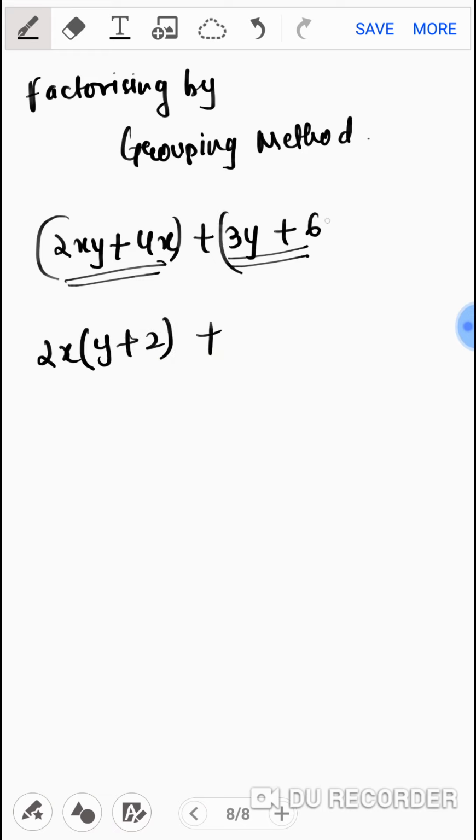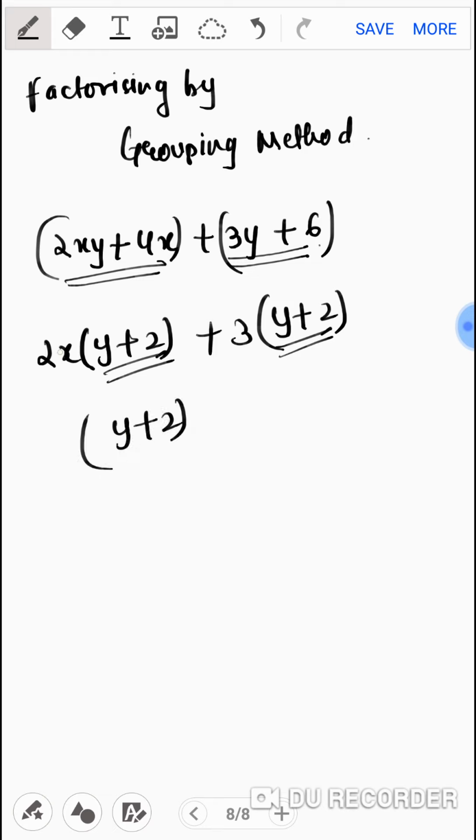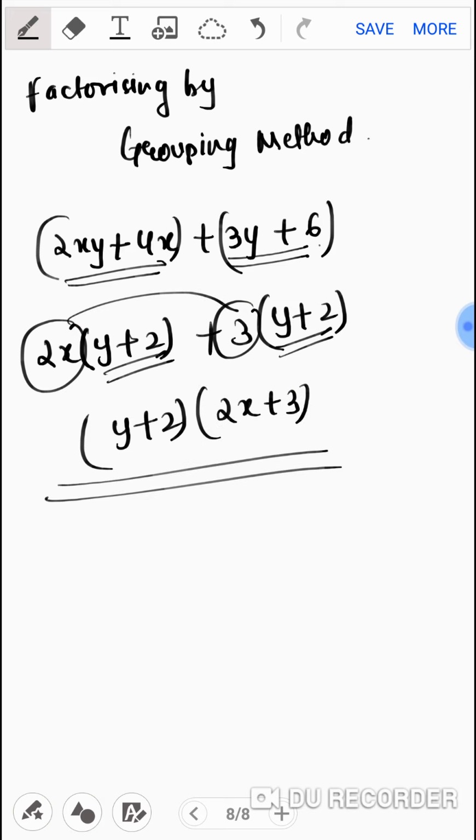Then again you have to take the highest common factor of the last two terms. Which is the highest common factor? 3, and inside will be y plus 2. Now you will notice that this bracket and this bracket will always come the same. So you will write y plus 2 together, as one bracket, and these remaining two terms you will take into one bracket. So that's your answer. Are you getting my point clear? That was your problem number 1 for factorizing by grouping method.